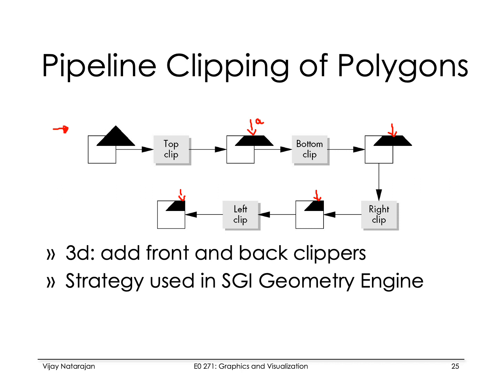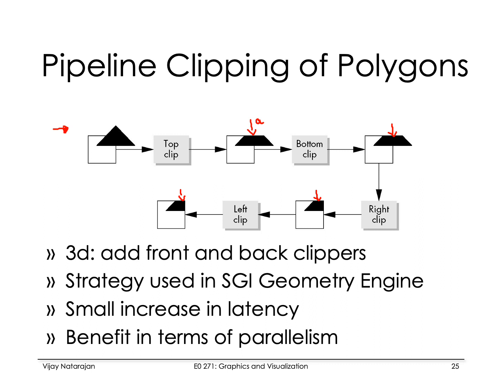So you can already see that this strategy will increase your latency. So the time to process each triangle may be slightly increased because it has to go through 4 stages now. However, you can process 4 different triangles at the same time. So the throughput actually is quite good. So this idea of using parallelism with possibly a small cost to latency is often used in graphics.